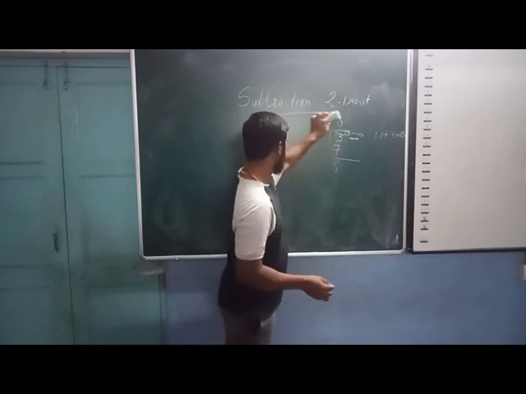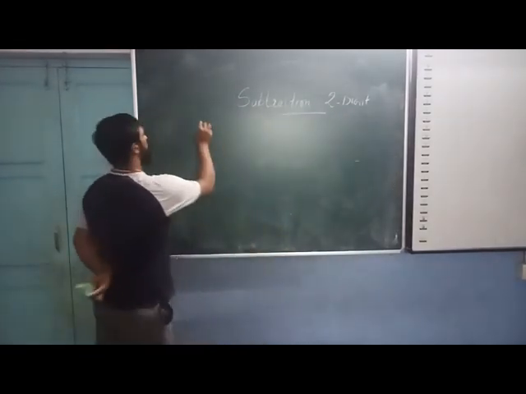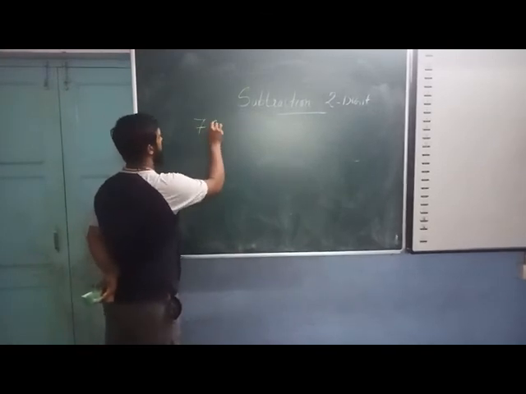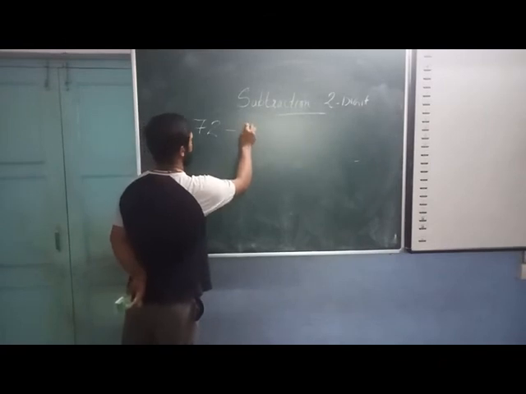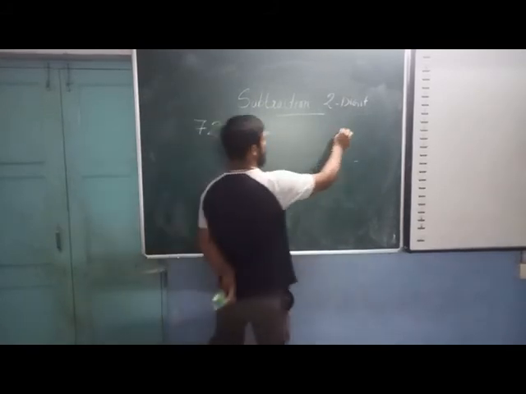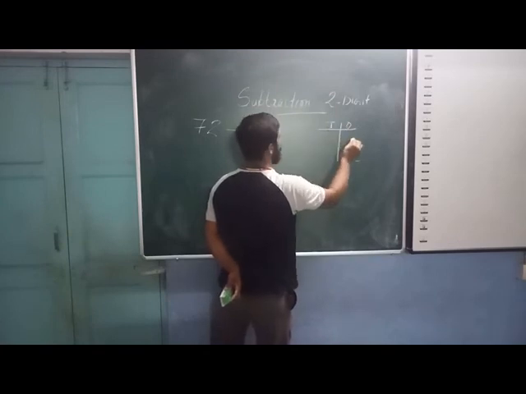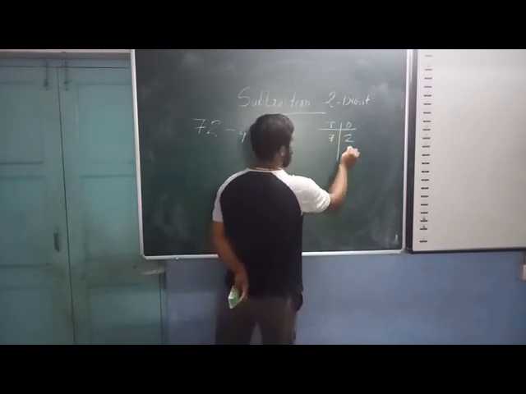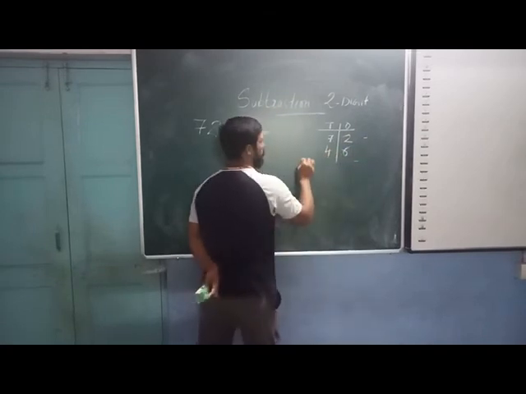So let us see one more example. We may take 72 minus 46. So what will we do? First of all, draw the place value table. Ones and tens. 2, then 7, then 6 and 4. So we have prepared the table.